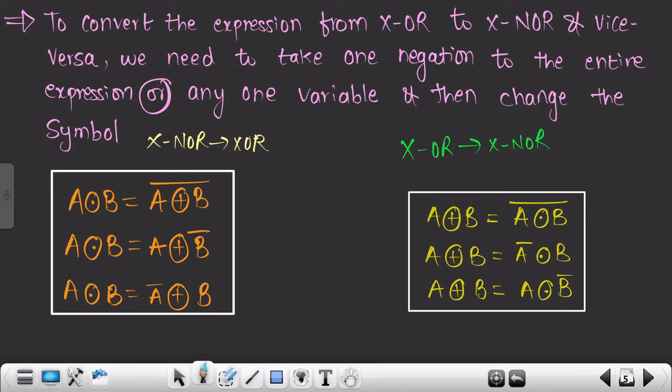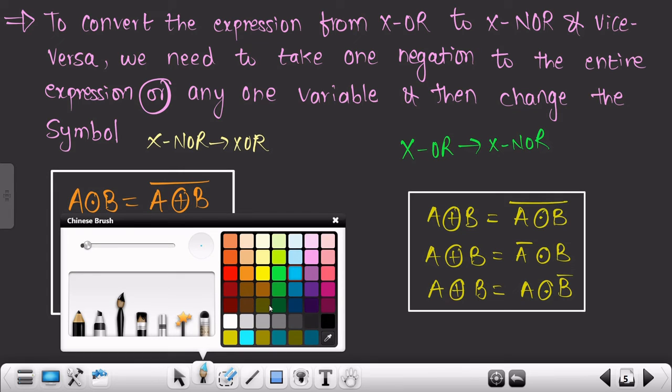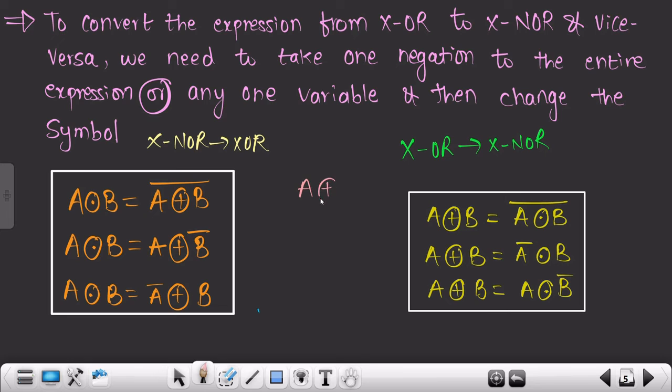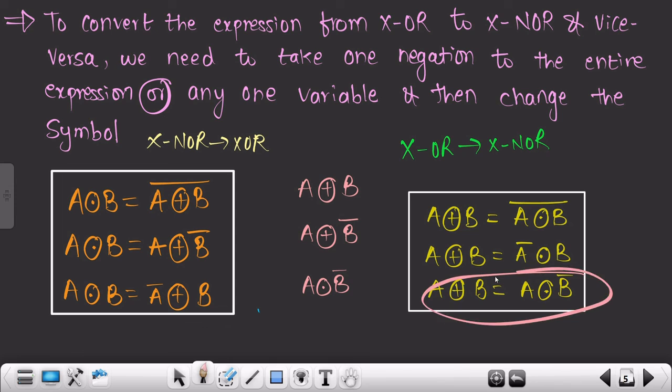Now let's suppose you don't want to take negation of the entire expression, what can you do? Again I will take A XOR B. I need to convert A XOR B to XNOR, right? So what I will do is take one negation on any one variable. In this particular scenario I will take negation over B. So A XOR B bar, right? The moment I take this negation, I need to change this symbol, and that's why I will write it as A XOR B bar, and thus you can clearly see that we have successfully got this.